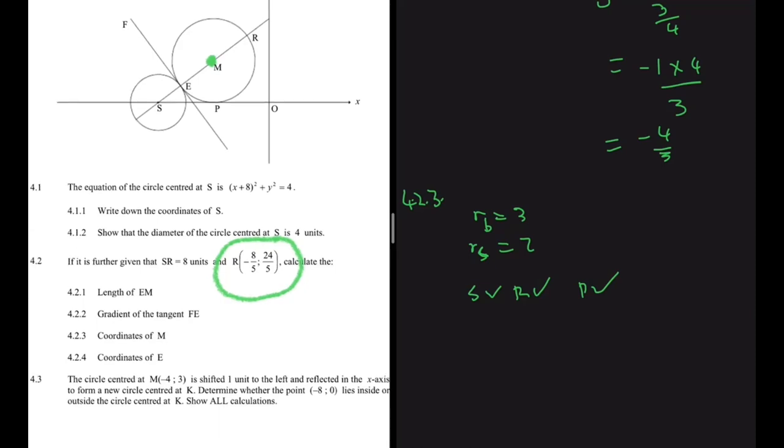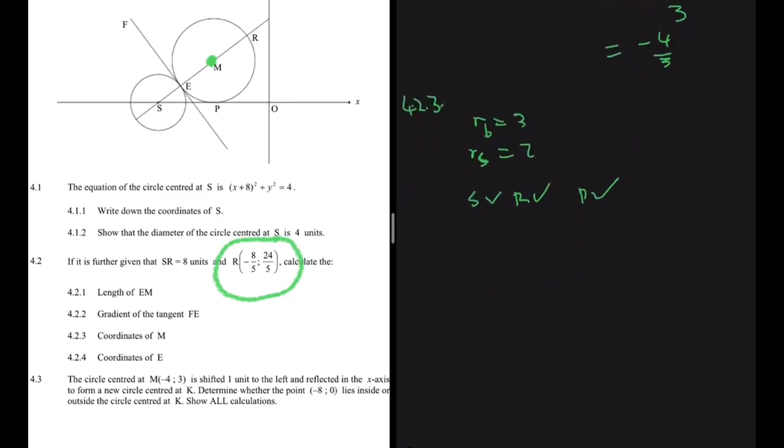M and P, they share the same x value, right? That is because if the x-axis touches the circle, then where it touches the circle will be the x value of the center of the circle. And if it touches along the y-axis, then the y value will be the y of the circle, right? So M and P share the same x value. If we can find the x value of P, we have the x value of M, right?